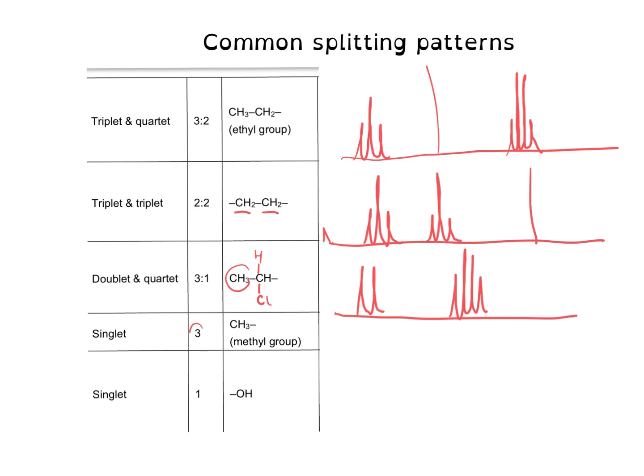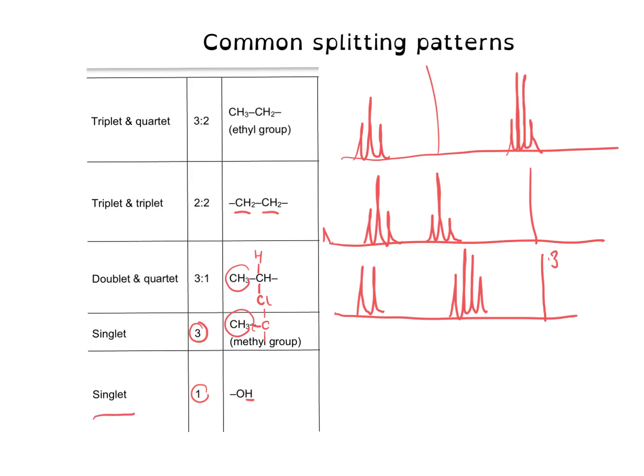A singlet with 3 protons tells you that there is a methyl group with no other hydrogens on the adjacent atom. And that is just a singlet with a methyl group. So that could potentially be here with 3 protons. A singlet usually indicates a hydrogen on its own, and if it's got a ratio of 1, it must be an H on an O. It could be an H on an OH.